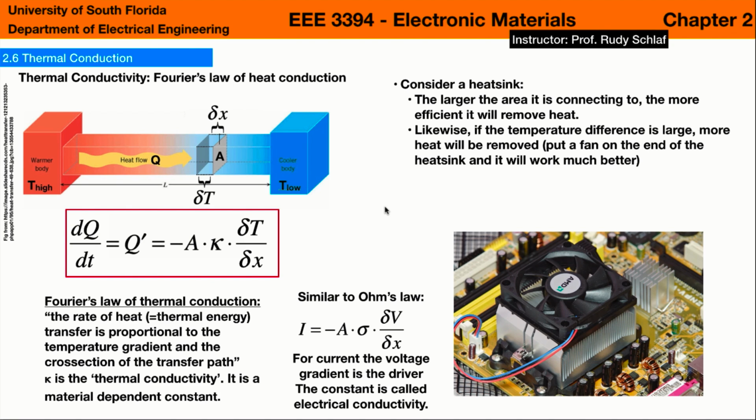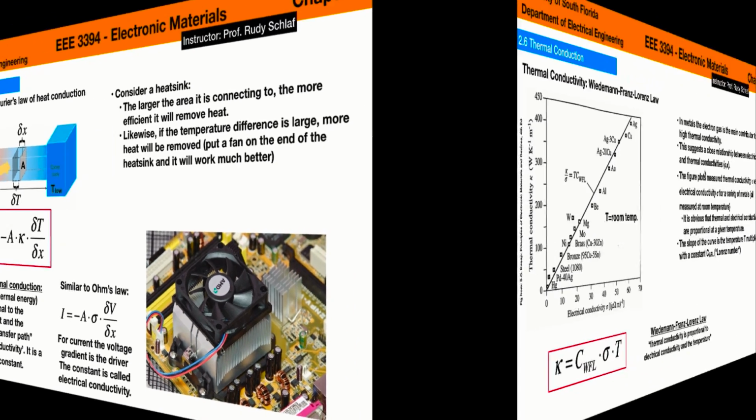This law is easy to experience if you just think of a heatsink, for example. Here this shows a big heatsink on a processor. The larger this heatsink is, the more heat you can remove from the processor. So this is how A factors in here. And then of course also the temperature gradient across the heatsink determines how fast heat is removed. So if you put a fan on the upper end of this heatsink, then the heat from the processor will be removed much more efficiently.